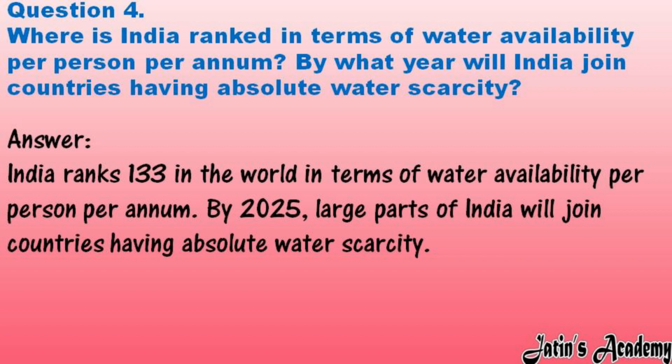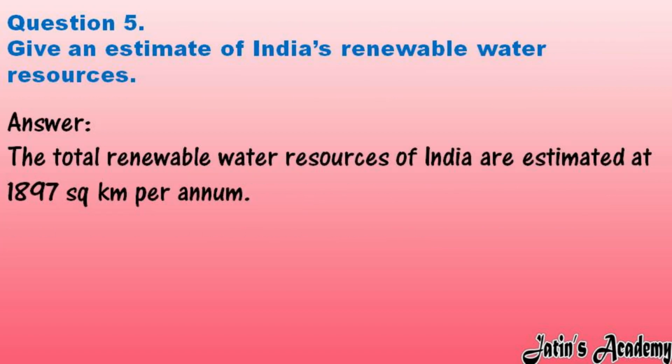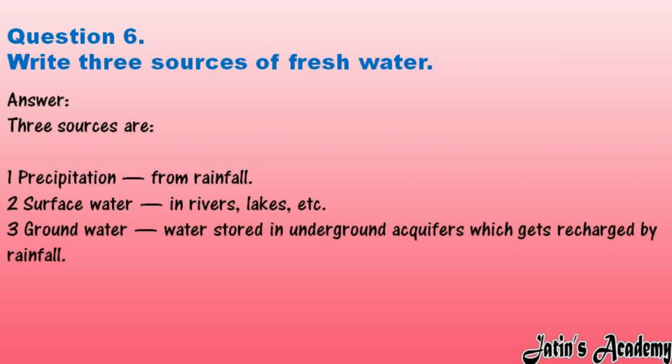Answer. India ranks 133 in the world in terms of water availability per person per annum. By 2025, large parts of India will join countries having absolute water scarcity. Question 5. Give an estimate of India's renewable water resources. Answer. The total renewable water resources of India are estimated at 1897 sq km per annum.